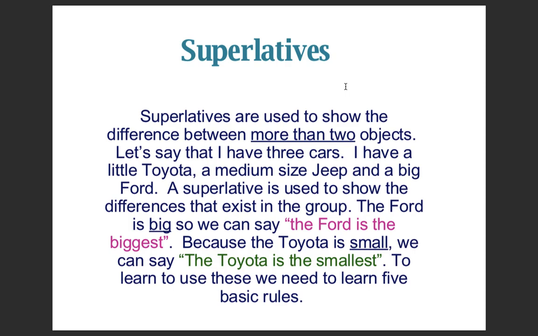For example, I have 3 cars. Okay, I have a little Toyota, a medium-sized Jeep, and a big Ford. A superlative is used to show the difference that exists in the group. The Ford is big, so we can say the Ford is the biggest. Because the Toyota is small, we can say the Toyota is the smallest. So in order for you to learn the superlative, there are again 5 rules that you need to know.